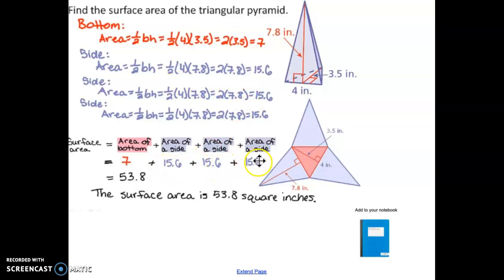So, all right. So that 15.6, we're going to multiply that by 3 or add it 3 times, and then we're going to add it to the 7, which is the area of the base, the surface area. And so we have 53.8 square inches is our surface area.